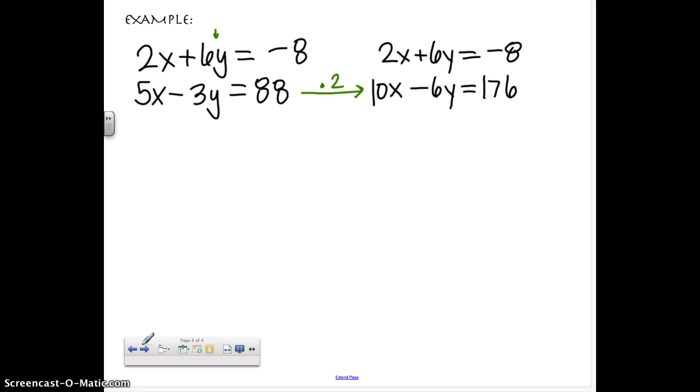Okay, so now it's set up. Now we need to add down. We've done S, M, and now we're on A. Add down. 2x and 10x, just collect like terms. That's 12x. 6y and minus 6y. This is the elimination method. The y's have been eliminated. Okay, and then -8 and 176. 168. Why does that sound funny? Nope, that's right. 12x equals 168.